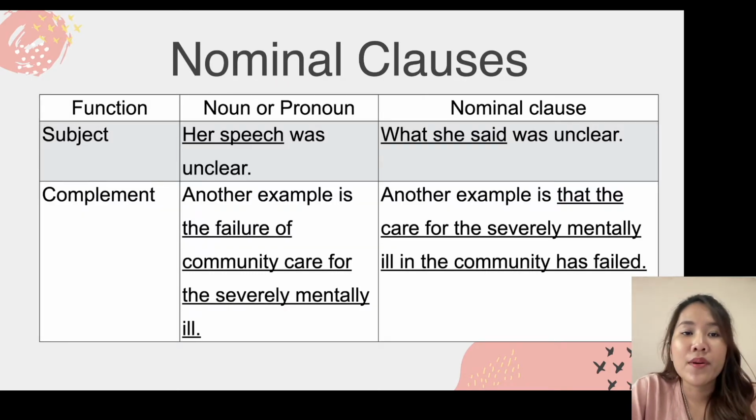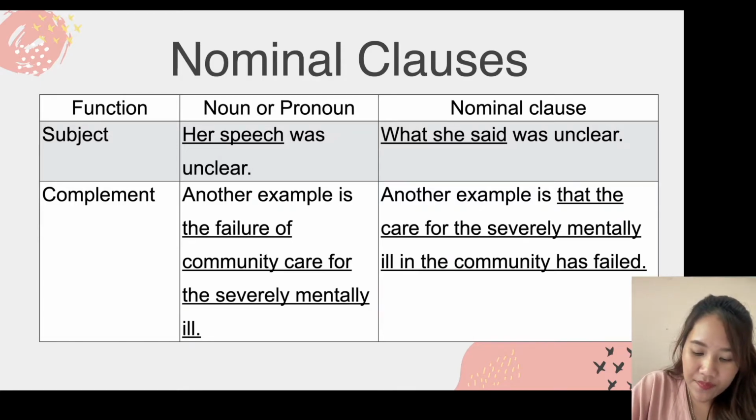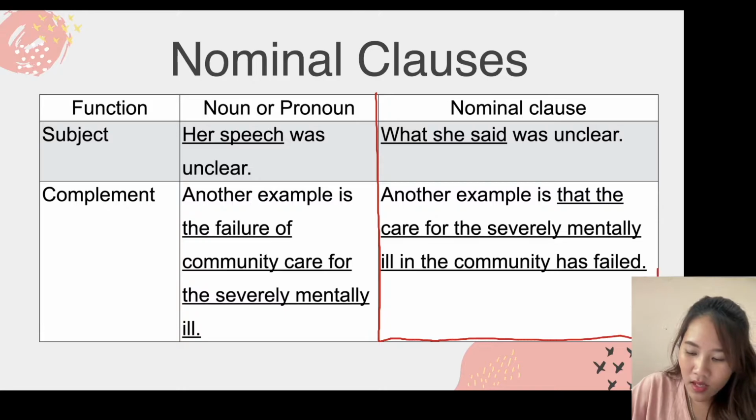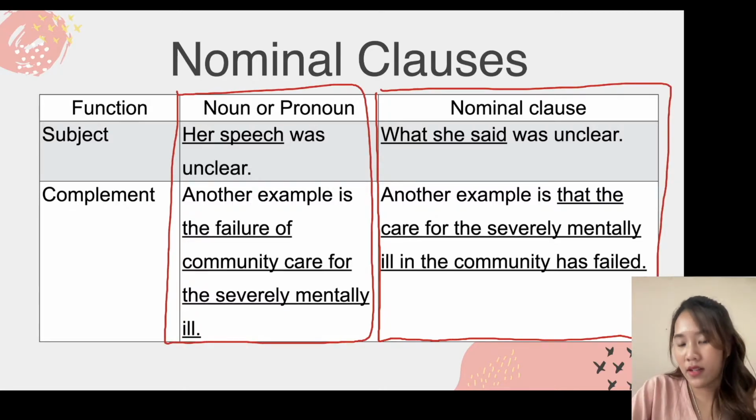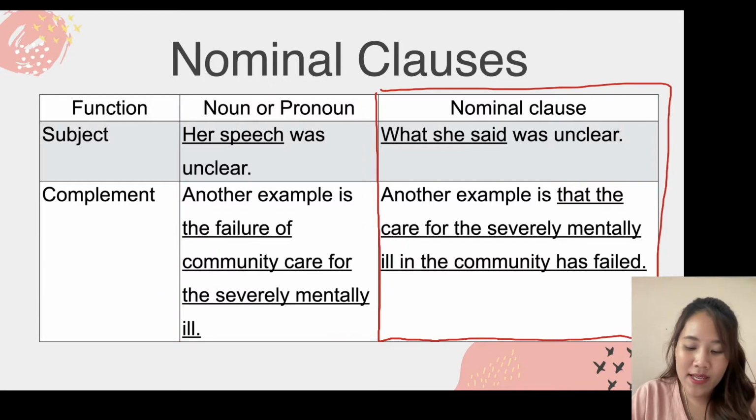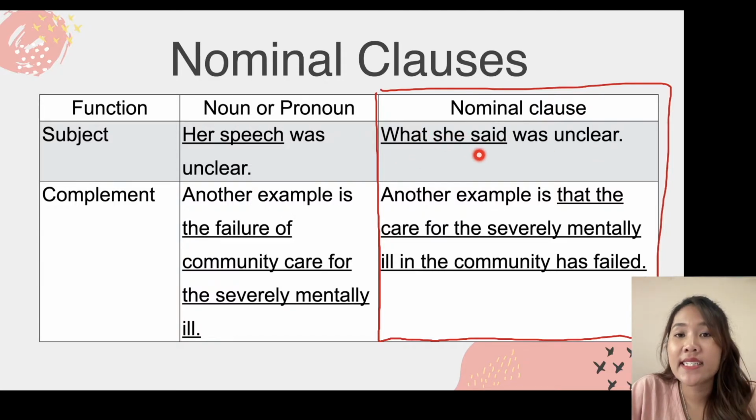Okay, so more example, a nominal clause can function as a subject as well, like here. On this side it is a clause, and on this side it is the counterpart structure in the noun phrase or pronoun. So we're going to focus here. What she said was unclear. So what she said is a nominal clause. We have the subject she and the verb part said. So what she said is a nominal clause functioning as the subject of this sentence, since it's followed by the verb phrase was unclear.